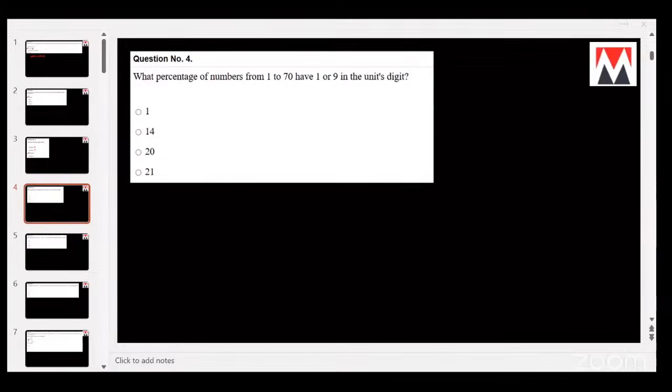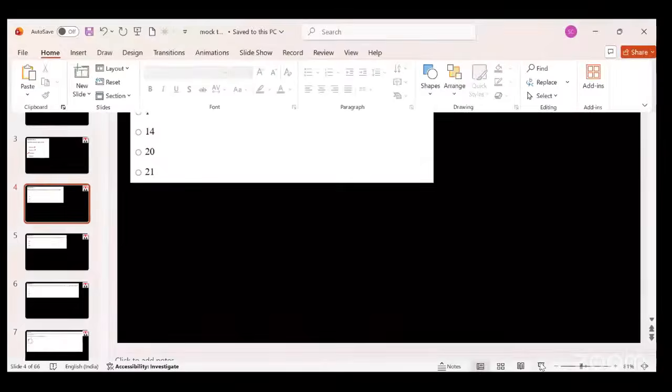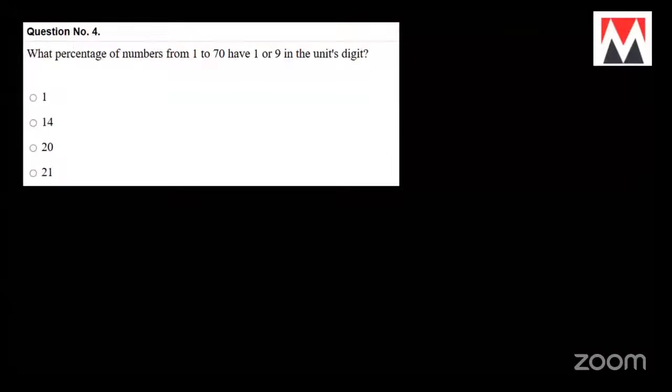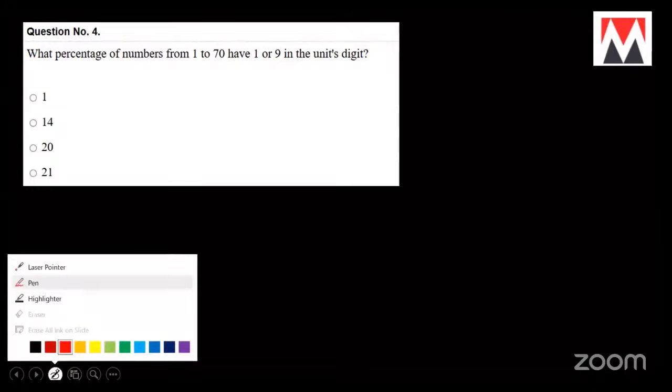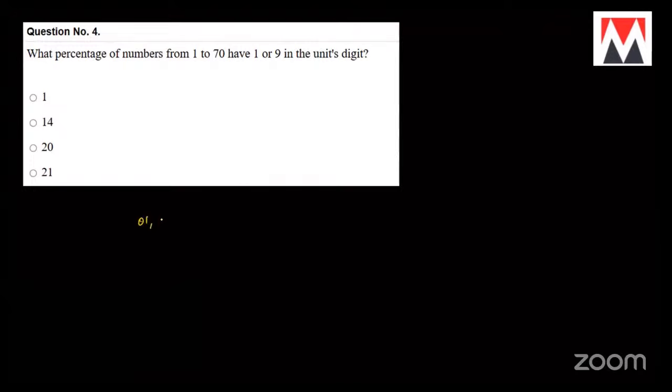Yeah, let us please continue. So what is the percentage of numbers from 1 to 70 that have 1 or 9 in the units digit? Let's count 0 as a normal digit because this is a smaller number itself. So you have 01, 09, 11, 19, 21, 29, 31, 39, 41, 49, 51, 59, 61, 69.